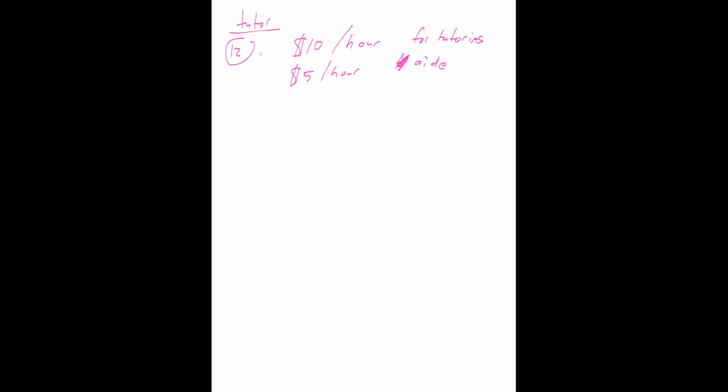It says write an objective function that describes your earnings. So your earnings would be called Z. How much money would you earn if X represents the hours you work for tutoring? So X is how many hours you work for tutoring. And if Y represents how many hours you work as a teacher's aide, what's the total amount that you earn? It'd be 10X plus 5Y, right? So this is an example of this problem.